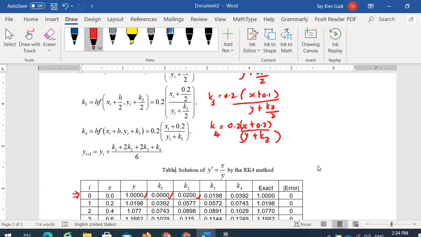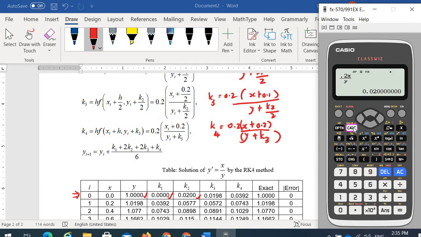Okay, I use the K1 formula. X is actually X plus H over 2. Y is actually Y plus K1 over 2. So I get K2. Now the same formula, calculate for K3. K3 is actually X plus H over 2, then X plus H over 2 is actually 0 plus 0.1, which is 0.1.